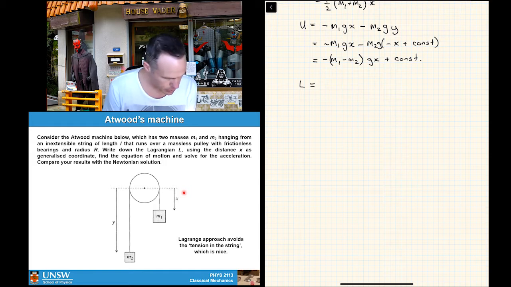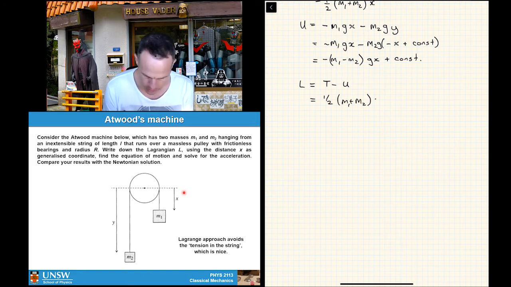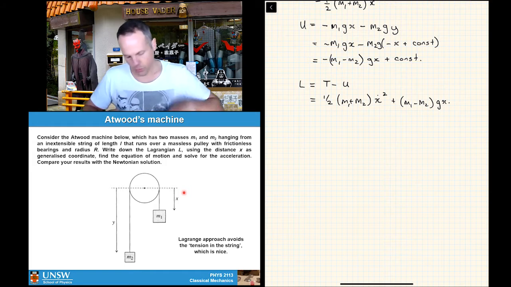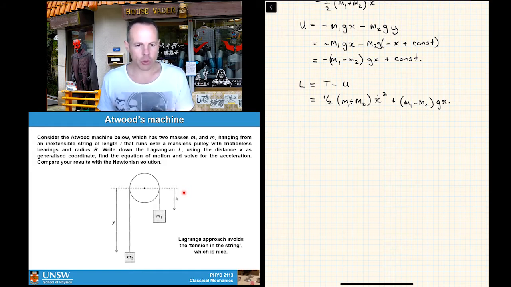So here's our Lagrangian, L equals T minus U. And so it will be a half (m1 plus m2) x dot squared plus (m1 minus m2) gx, okay? And we can drop the constant here because when we take the derivative it's going to go away, right? If you're doing this as an exam problem, it is probably worth a couple of words just noting drop the constant because it will not carry through the derivatives or something like that, just so that someone knows you know why you dropped this thing.